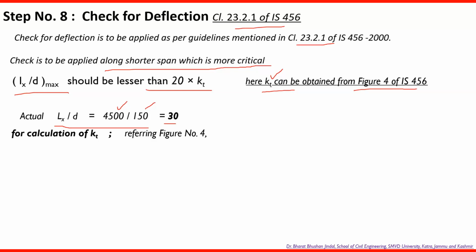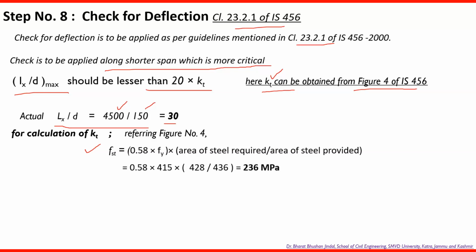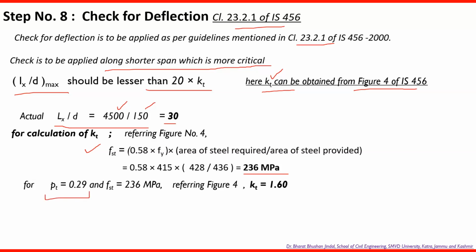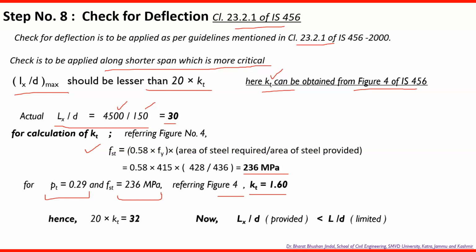And for calculation of kt, and to refer figure number 4, first of all we have to work out what is fst, and this will be again the same formula which we have used in the one way slab. And after putting the information which we have obtained in the previous steps, we are able to get fst equal to 236 MPa, and the percentage of steel which we have provided is 0.29. So referring to figure 4 from IS 456, we are able to get the value of kt equal to 1.60 approximately. And so 20 into kt comes out to be 32.